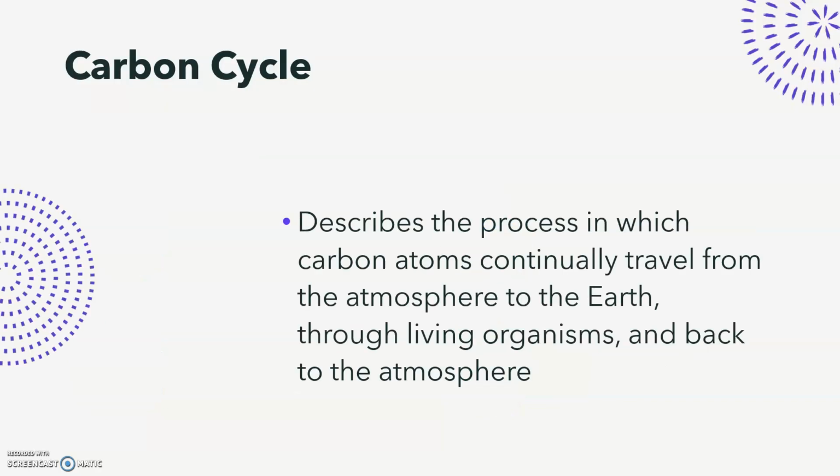The carbon cycle describes the process of carbon atoms' continuous movement. Carbon atoms travel from the atmosphere to Earth and living organisms and back to the atmosphere.